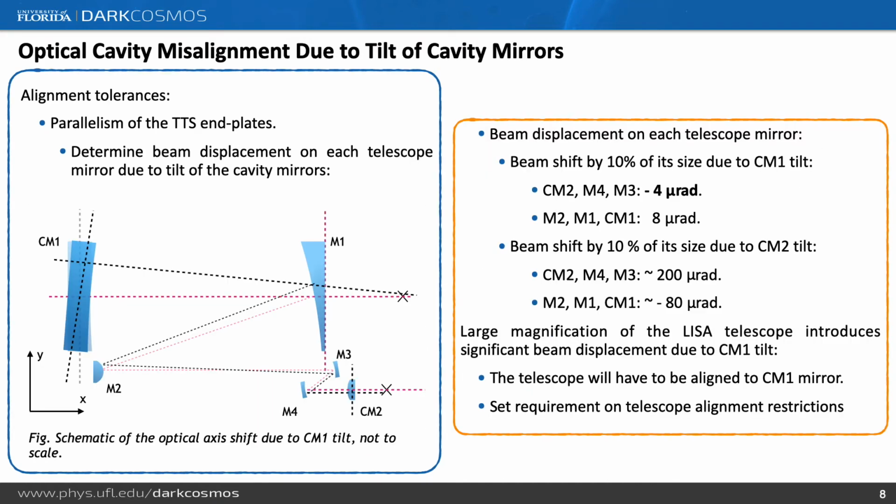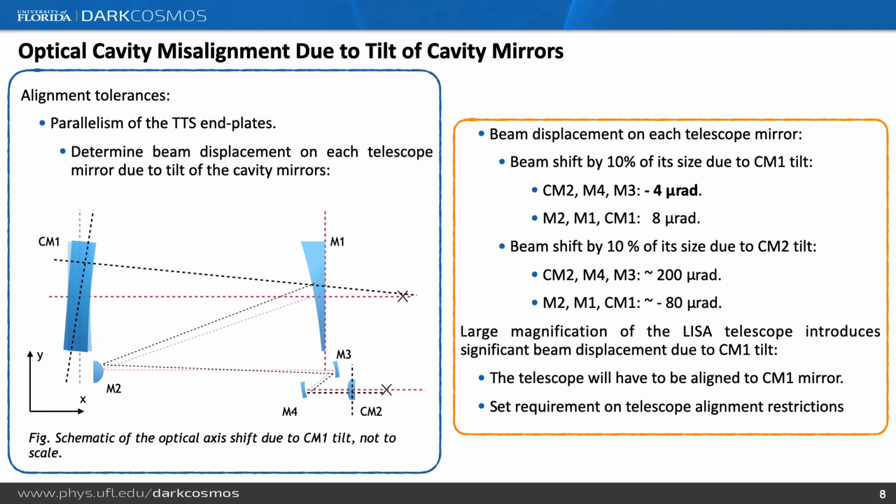Now, I would like to talk a little bit about the cavity misalignment and alignment tolerances. To determine the alignment tolerances, we would like to know the amount of displacement of the laser beam on each telescope and cavity mirror that will be produced due to the tilt of the cavity mirrors. The schematic shows how the optical axis, which is drawn as dark dashed lines, shifts with respect to the telescope axis, indicated with dashed pink lines, and the resulting beam movement on each mirror in the system.